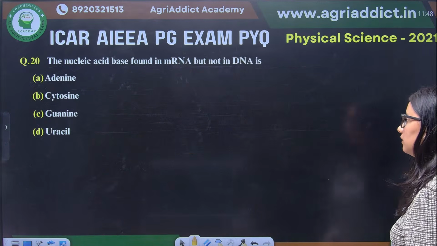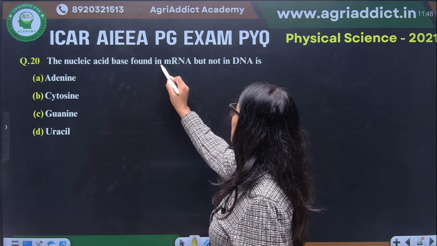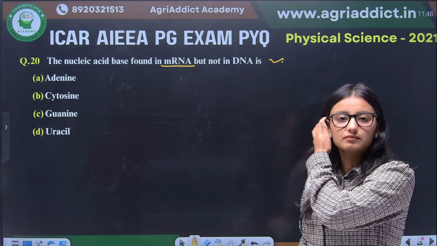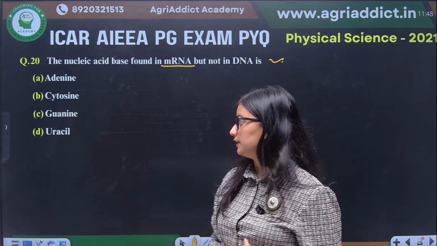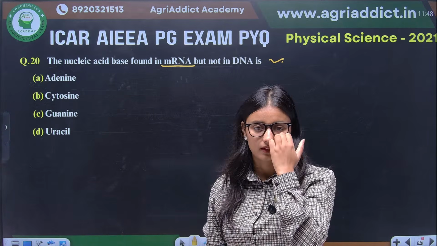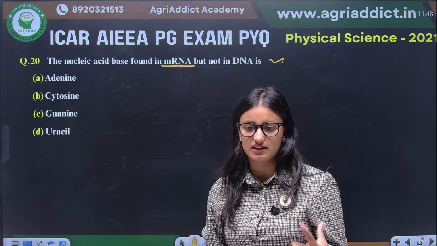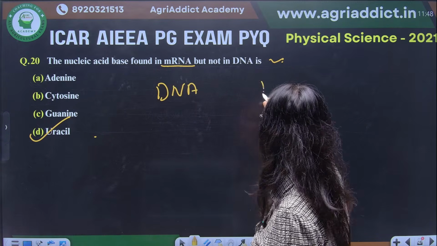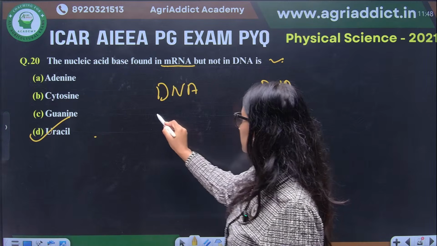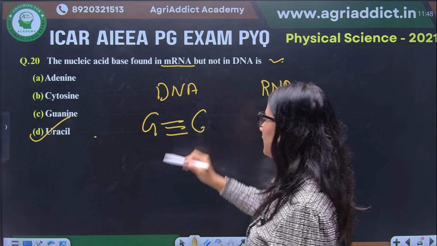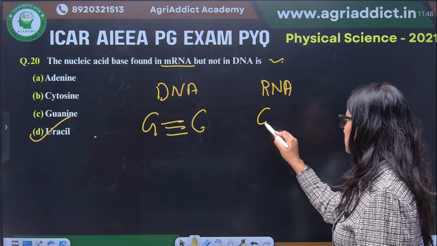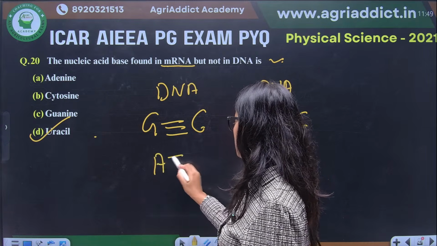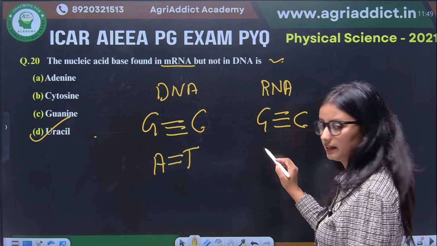Very good. Next is the nucleic acid base found in mRNA but not in DNA. Which one? Is it adenine, cytosine, thymine, guanine, or uracil? Which is present in RNA and absent in DNA? Very good. Uracil is the correct answer. In both DNA and RNA, guanine binds to cytosine with a triple bond. But in DNA, adenine binds with thymine with a double bond.